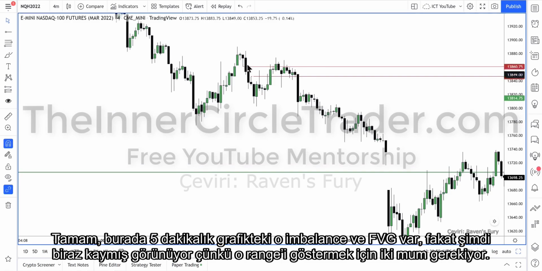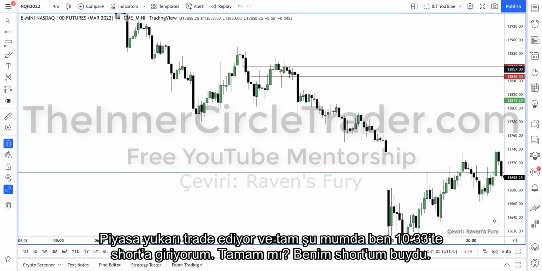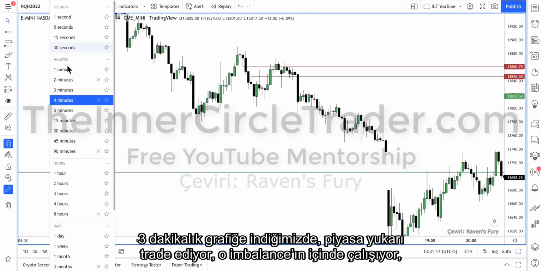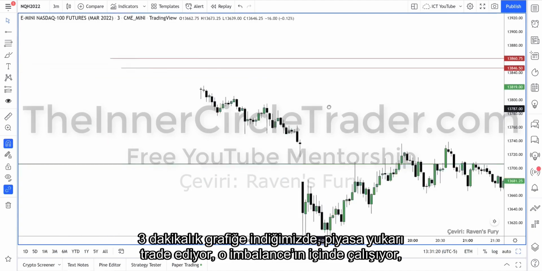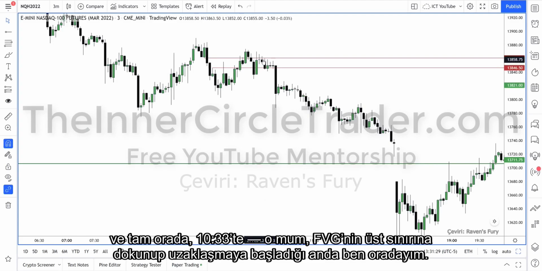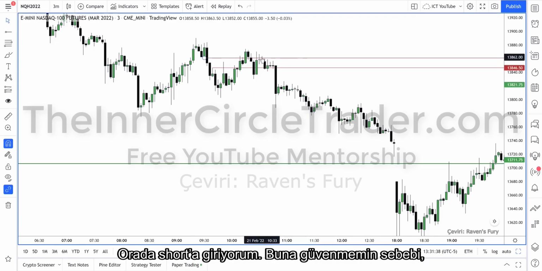Okay, so here is that imbalance and fair value gap on the 5-minute chart, but now it's a little skewed because it takes up 2 candles to show that range. The market trades up, and right in that candle, that one right there, that's where I'm going short. I got in at 10:33. Okay, that's my short. Dropping down into a 3-minute chart. Okay, the market trades up, works inside that imbalance, and right there, 10:33, that candle, when it's starting to bump up against the top end of that fair value gap, right there, as it hits that and starts to move away, I'm in there. I'm going short right there.